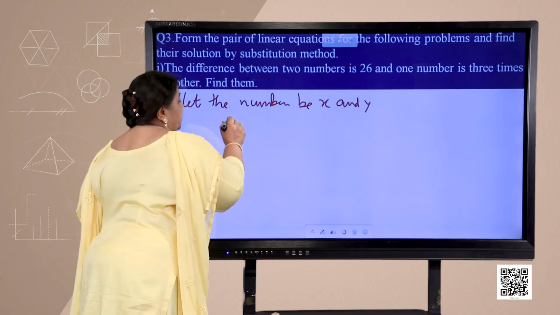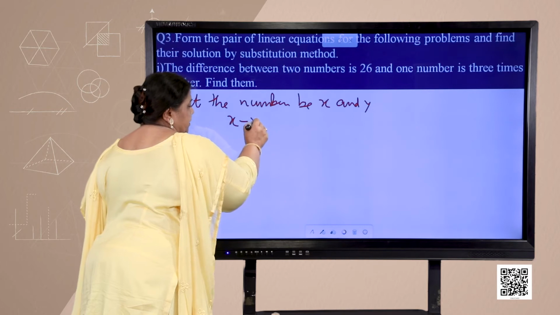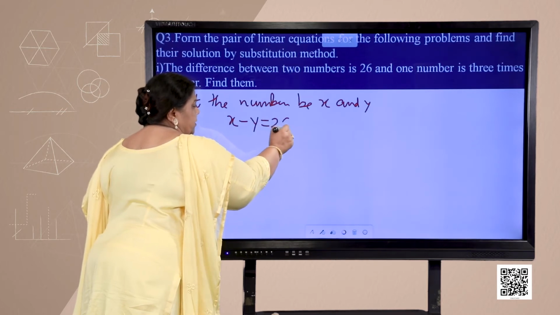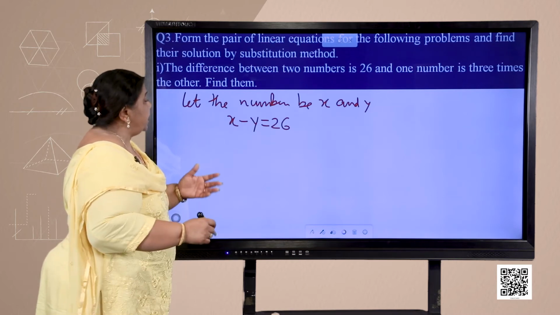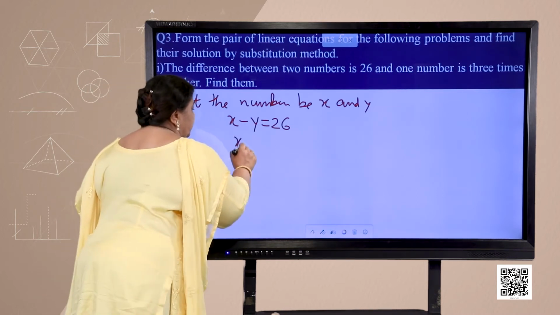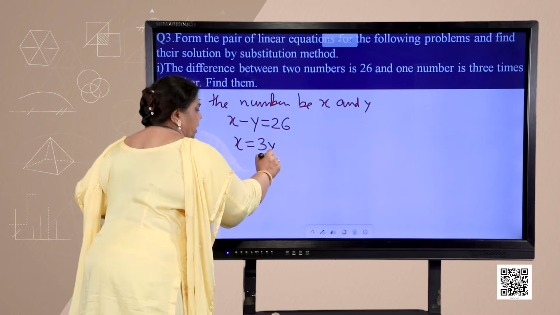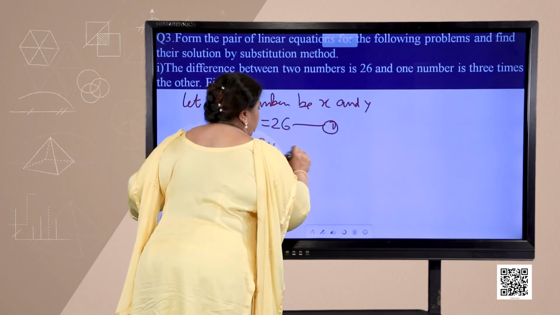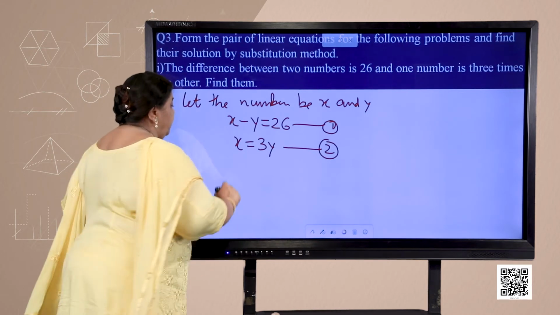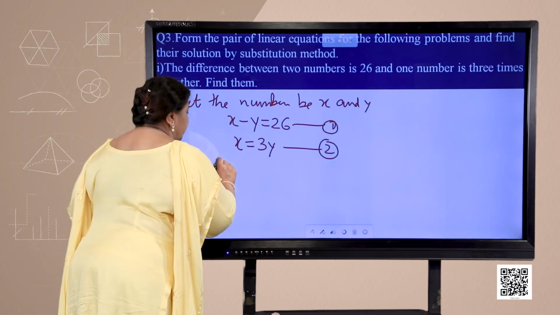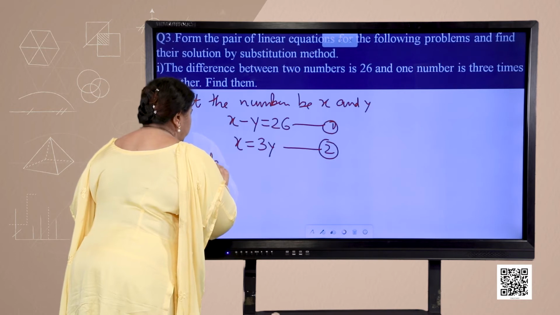So, the condition here is the difference between two numbers is 26. So, x minus y is 26, and the second condition is one number is 3 times the other. So, x is equal to 3 times the other. So, these are the two equations, and because we are using substitution method, we will substitute the value of x as 3y.